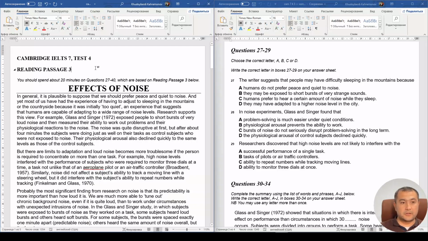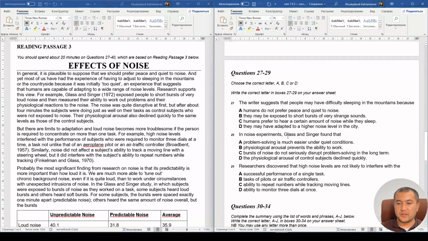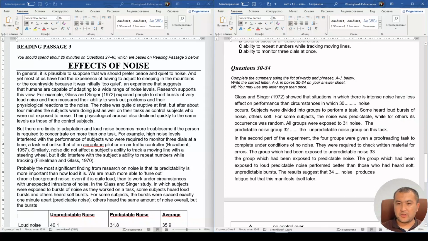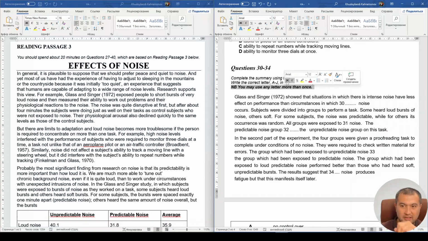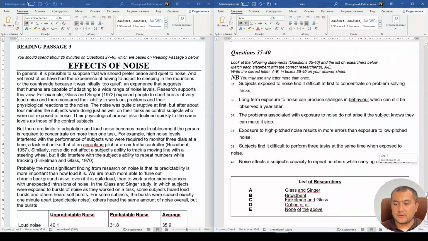Hi everyone, today we are going to do a Cambridge IELTS 7 test 4. The topic is about effects of the noise, and let's pay attention to the type of questions here. We have got the multiple choice questions. The next one is about the summary, but here we have a keyword, which means NB. We may use a letter more than once in terms of this summary completion. And then the next one is also a kind of matching, like matching the names with the sentences.